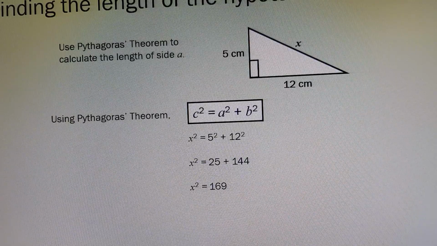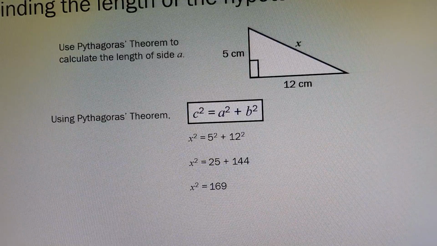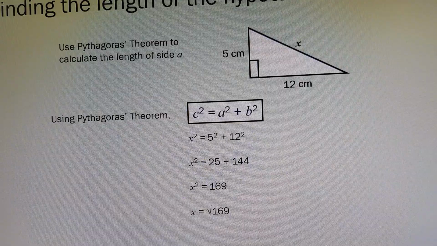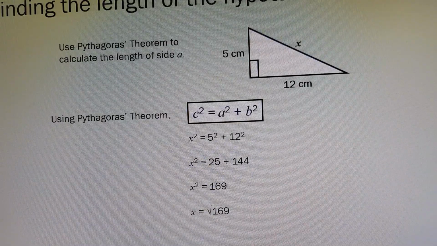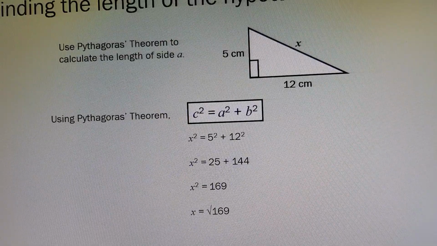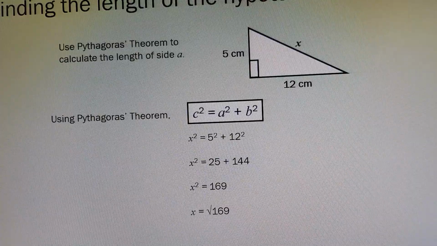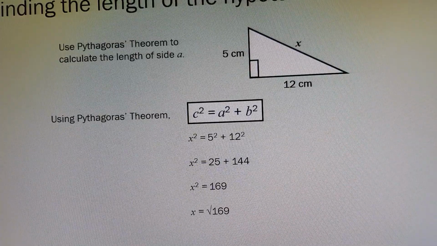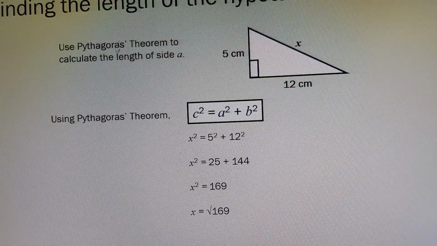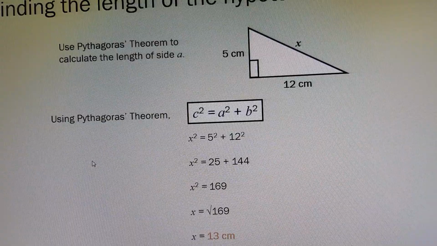And the opposite of squaring something is to square root. So to find x on its own, I need to square root 169. Now we've talked in the past that when you square root a value, you get a positive answer and a negative answer. But because we're talking about a length, a physical size, we cannot have a negative length. And so for this piece of work, you would only take the positive value. So the square root of 169 would be 13 centimetres.